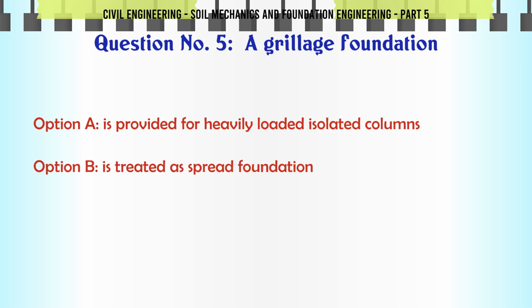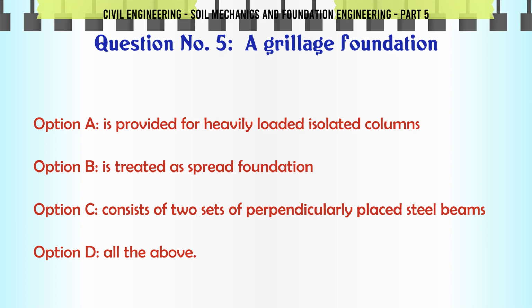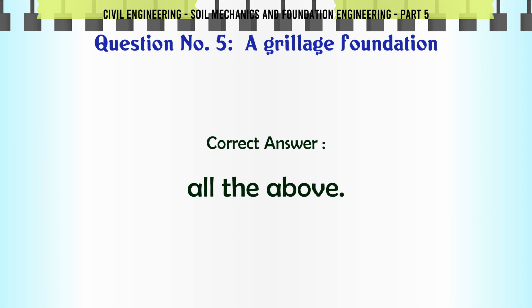A grillage foundation: A. Is provided for heavily loaded isolated columns. B. Is treated as a spread foundation. C. Consists of two sets of perpendicularly placed steel beams. D. All the above. The correct answer is all the above.